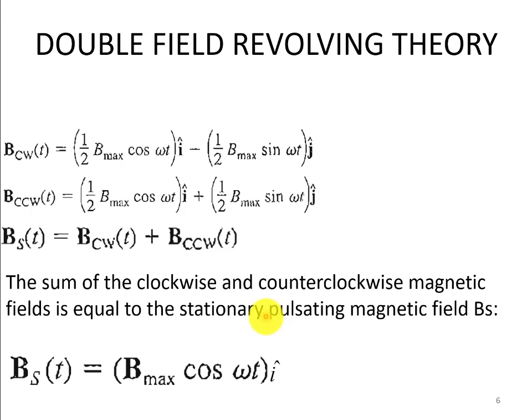The flux can be divided into this. Clockwise flux will be 1/2 B max cos omega t in the direction of i, and minus 1/2 B max sin omega t in the direction of j. And similarly for counterclockwise flux, that will be just plus and minus B. So the total flux will be the sum of these two magnetic fluxes. The sum of the clockwise and counterclockwise magnetic fields is equal to the stationary pulsating magnetic field. So this is the stationary field B max cos omega t in the direction of i.